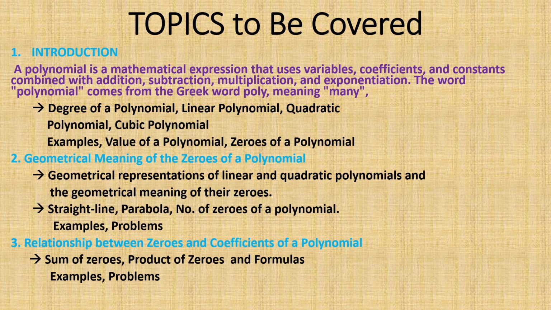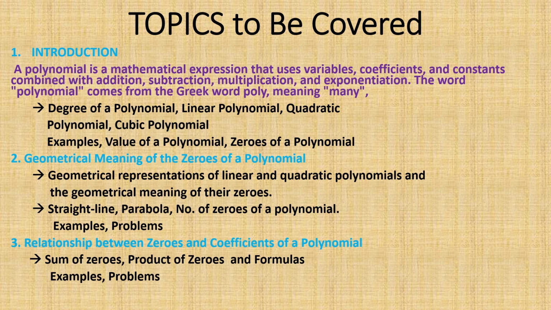and what are the different types of polynomials, that is linear polynomial, quadratic polynomial, cubic polynomial, and what are the examples for the different types of polynomial, and what is the value of the polynomial, what is meant by zeros of the polynomial. All these topics we will cover in the introduction part, and in the second part we are going to cover the geometrical meaning of zeros of a polynomial.